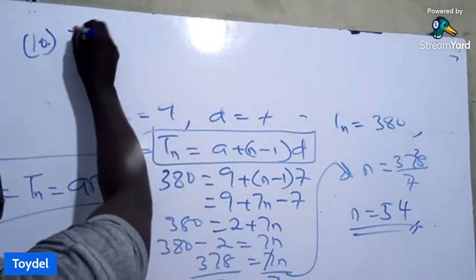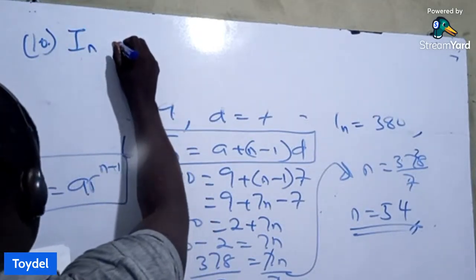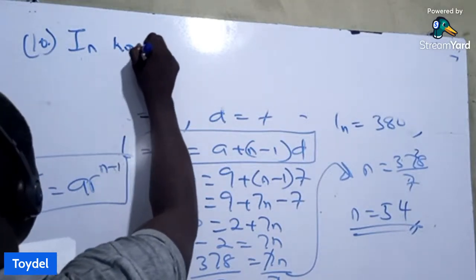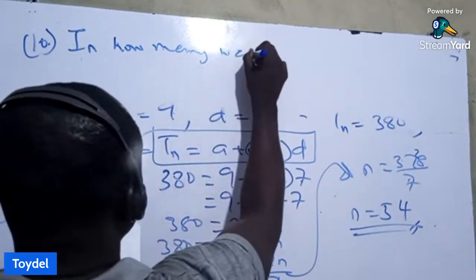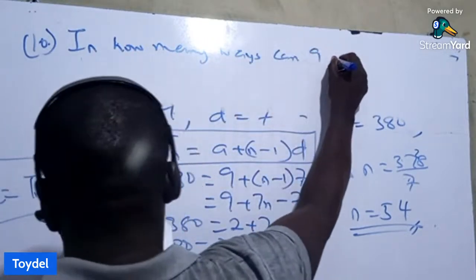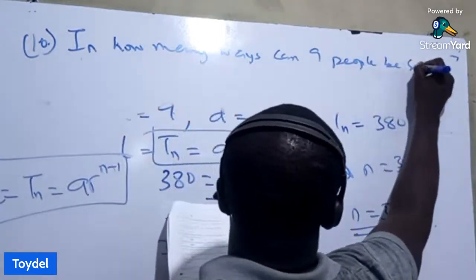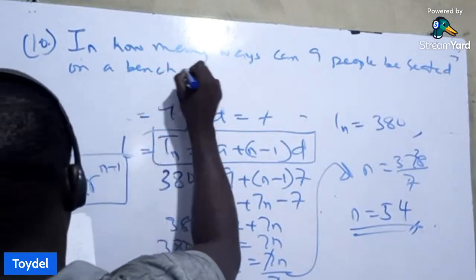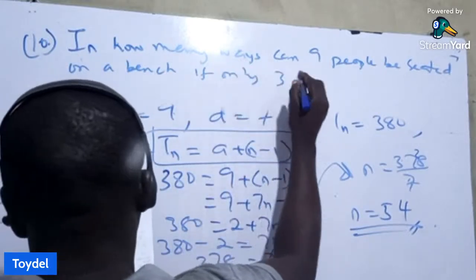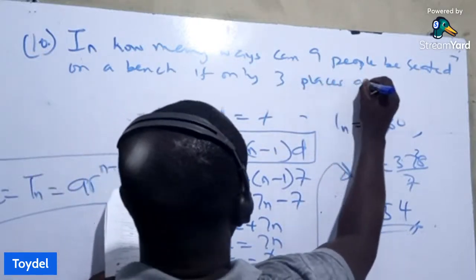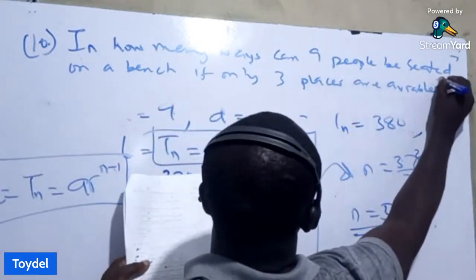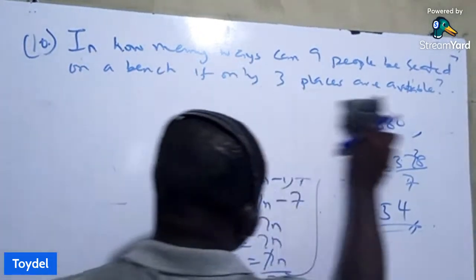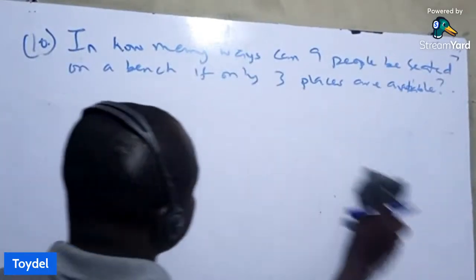Okay, there's another question, another combination. There's another question under permutation and combination, where we have: in how many ways can 9 people be seated on a bench if only 3 places are available? This question is under permutation and combination, and I have a video on permutation and combination.